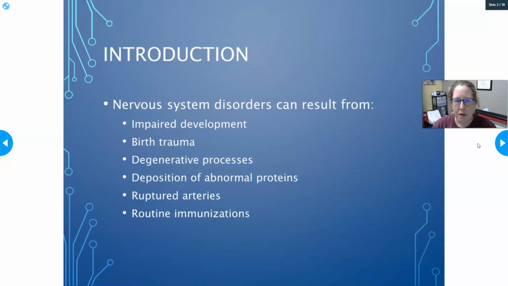Alright, so nervous system disorders can result from impaired development. So it could be congenital, or exposure to toxins and things in utero, birth trauma, or degenerative processes. This is where you get to dementias and Alzheimer's, and deposition of abnormal proteins. We're also thinking of things like Creutzfeldt-Jakob and mad cow disease, and ruptured arteries, so hemorrhages, strokes, etc.